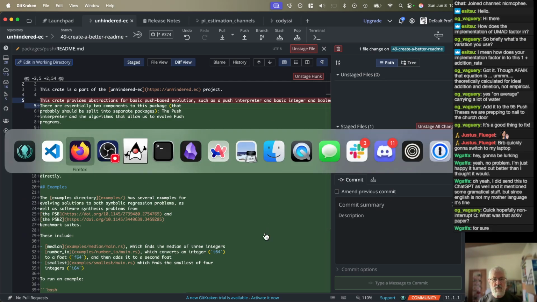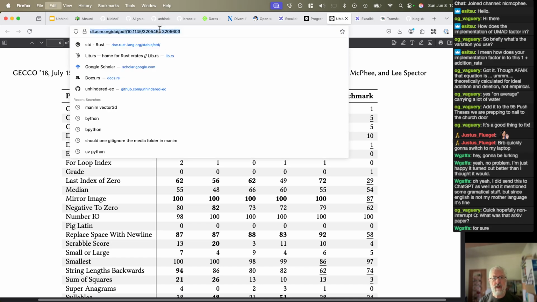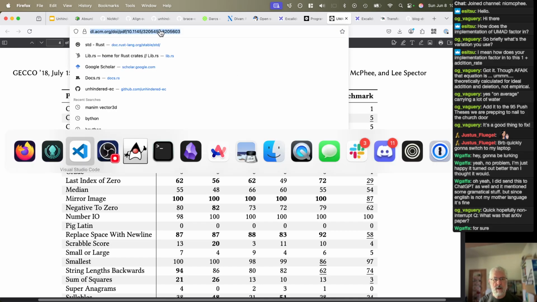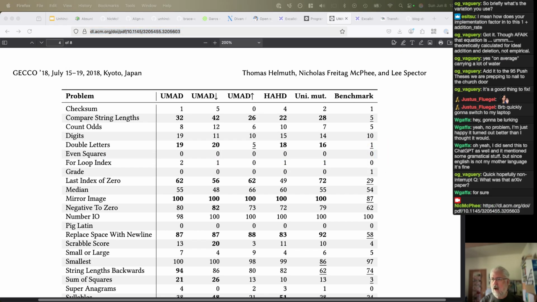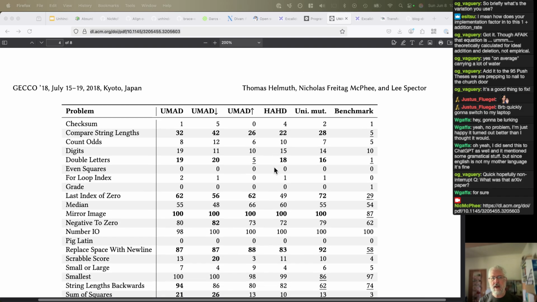So to answer Vagary's question, here's the link in the chat. If anybody's hot to, oops, what am I doing? I'm going to be over here. So I hope that will work for people. I think it will. I don't think I'm logged into ACM and have any special magic privileges. So I think that link ought to work for anybody to get to this article.